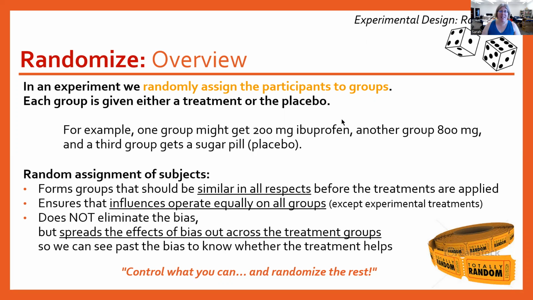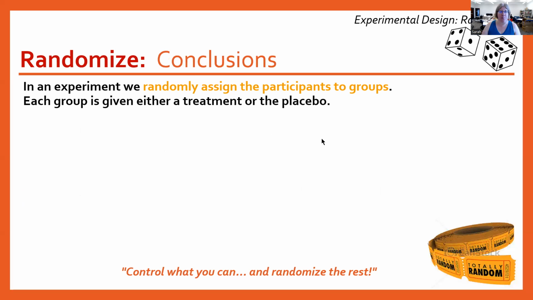So in statistics, we say control what you can and randomize the rest. So do your best to deal with those sources of bias, but then know that that random assignment and those random groups are really what's going to help us to be able to draw our solid conclusions.